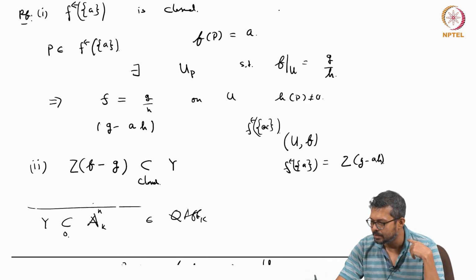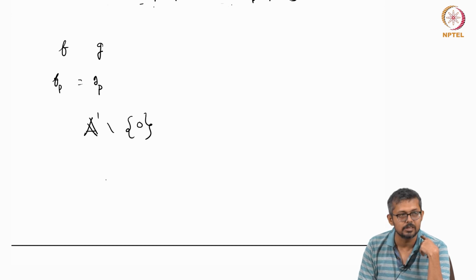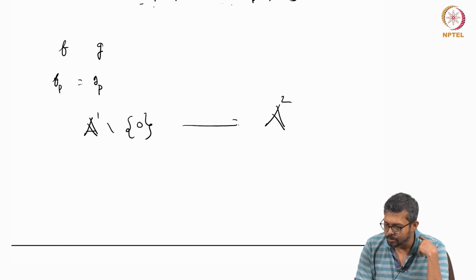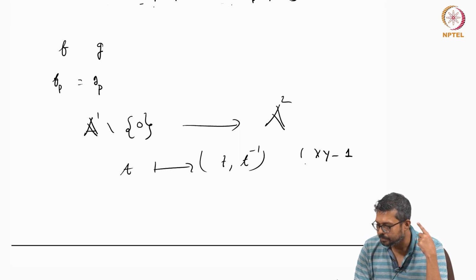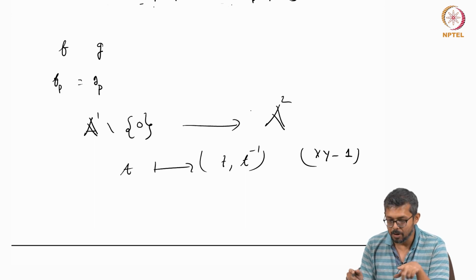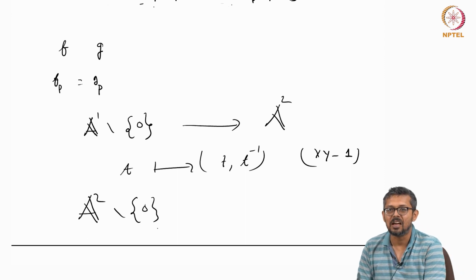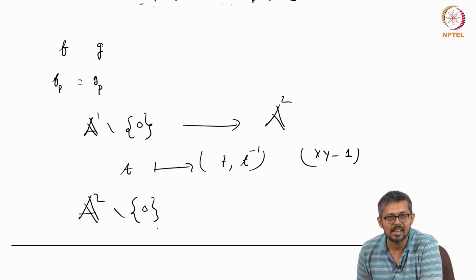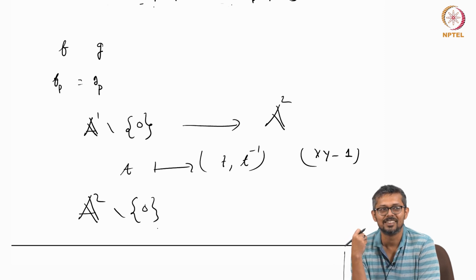The typical example is A^1 minus 0. If you embed it into A^2, t going to (t, t inverse), the image is closed because this is nothing but xy minus 1, and this is an isomorphism. But whereas this is also quasi-affine, this is not an affine set. So which quasi-affine is affine and which quasi-affine is a genuine quasi-affine is a question. So that is why it is a problem.